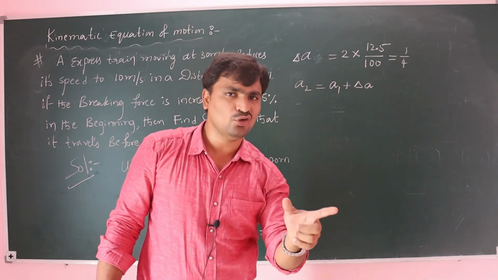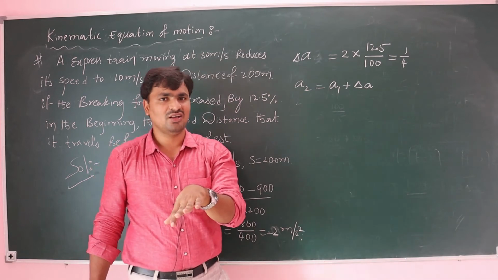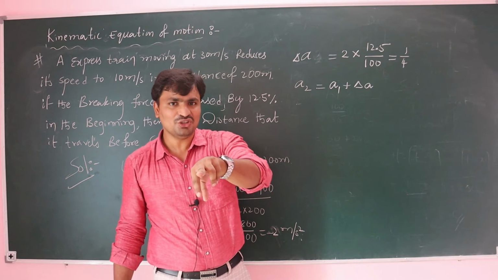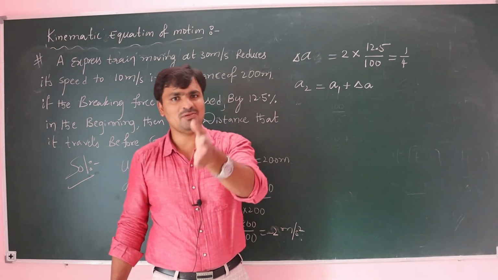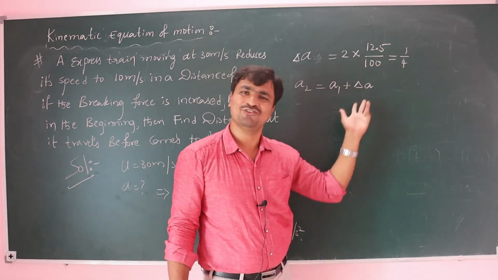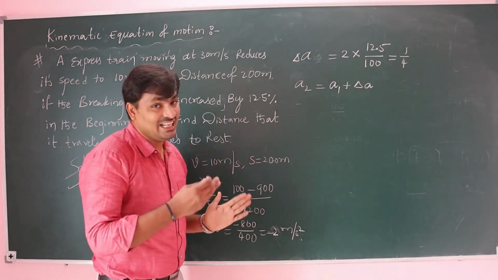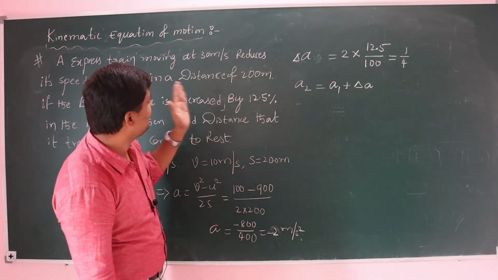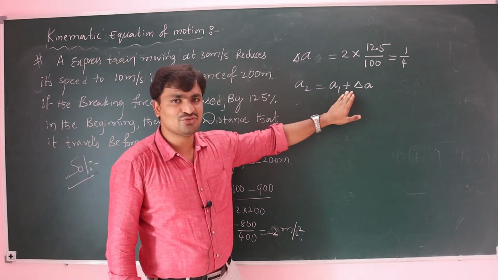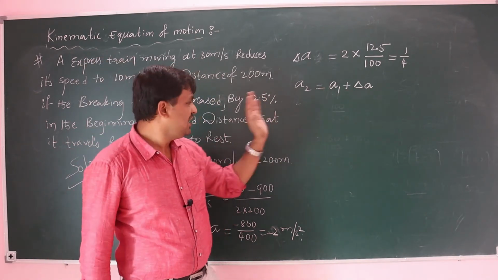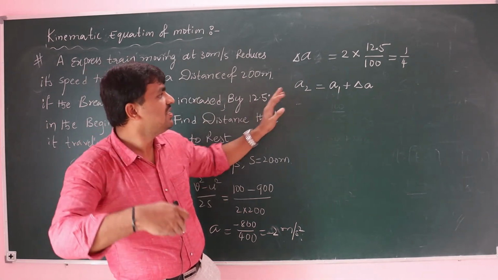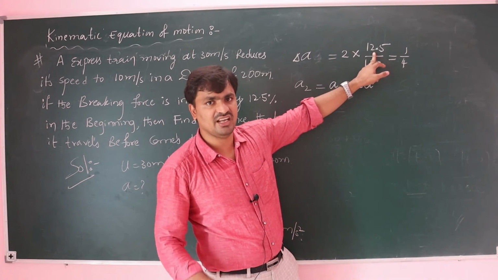In 2, how much is 12.5%? In 1, 12.5% is 0.125, so in 2 it is 0.25, which we can write as 1 by 4. That's all. If the same question asked that it is decreased by 12.5%, here we have to take negative. If they ask for an increase of 25%, then you have to take 25% increase.